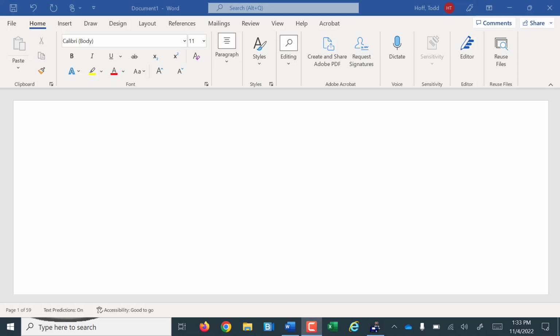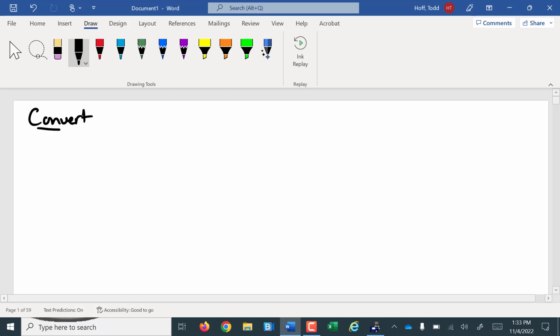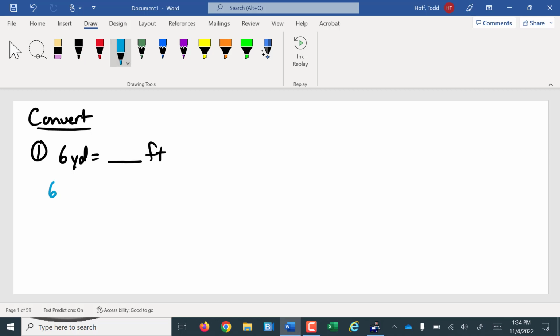So we're going to step back a little bit and review some stuff today before we move on. We want to review our conversions first of all. Things like six yards going into feet. How do I make that conversion?